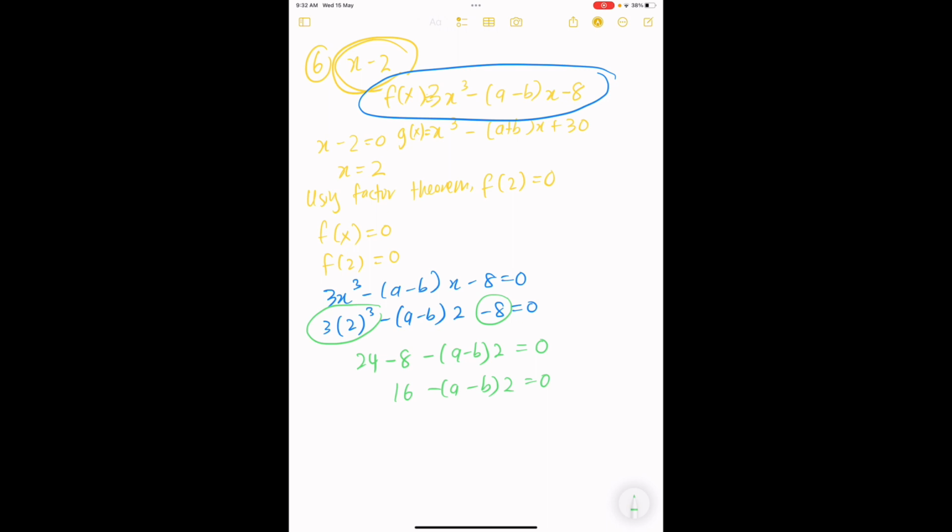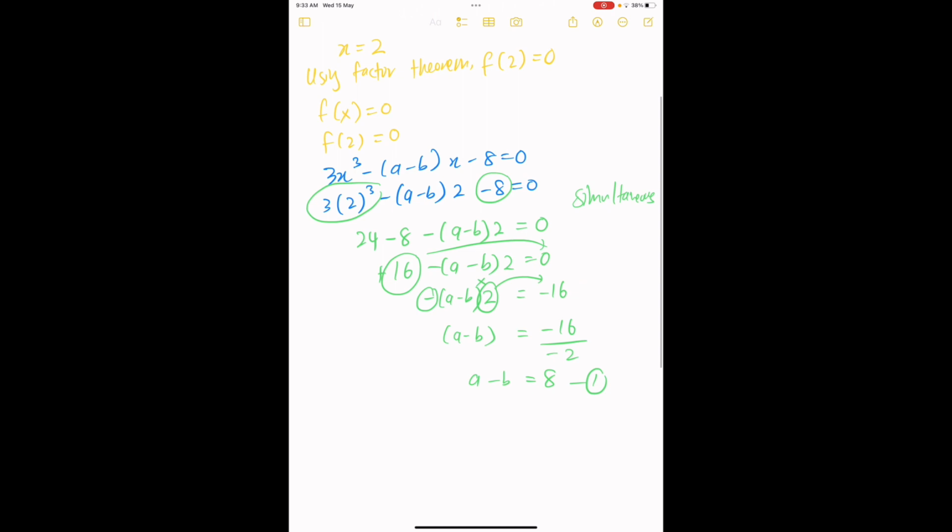And then you move the number to the right, become minus 16. This is plus 16, move to the right, become minus 16. So minus (a minus b) times 2. This 2 is multiply, you bring to the right, become divide. You can bring the minus 2 together. So it will become a minus b equals minus 16 divide minus 2. So your a minus b is 8. So this is the first equation. So you can see here you have 2 variables a and b. In order to solve this, you will do simultaneous again, because you have 2 unknowns.